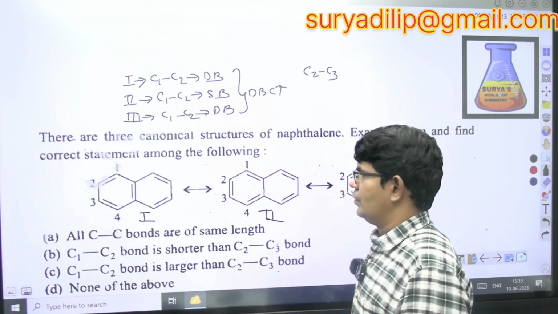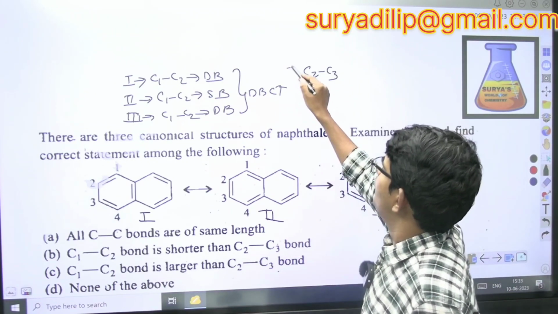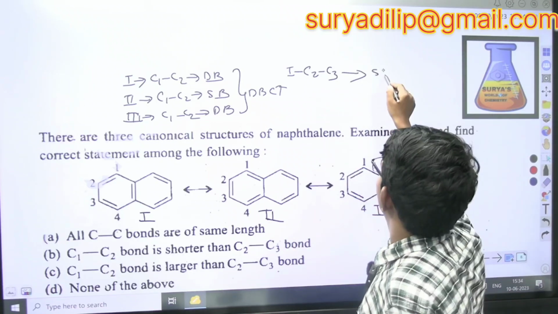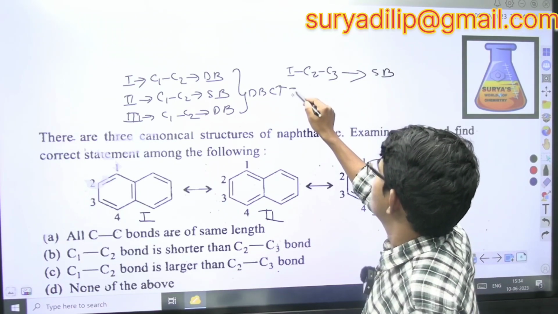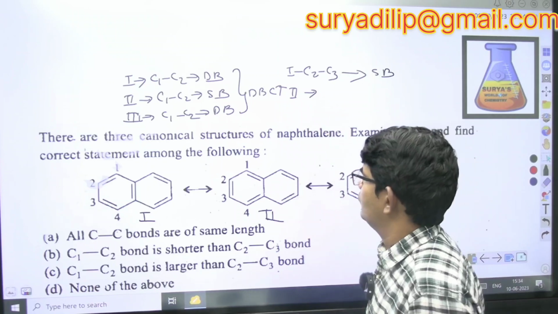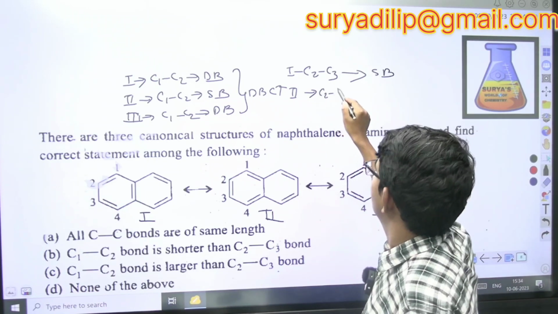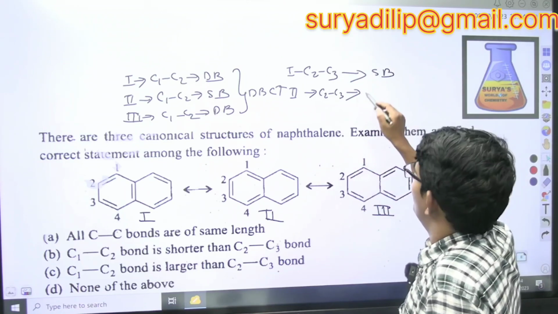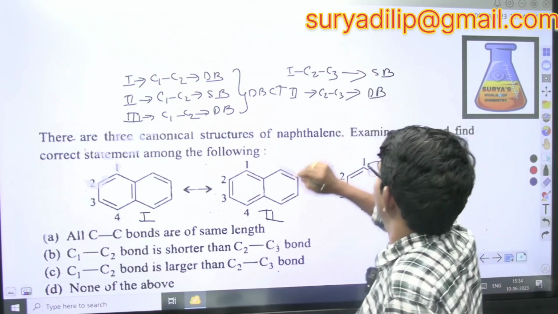C2, C3. In the first one, it's a single bond. In the second one, it is a single bond, double bond. No, it is double bond.